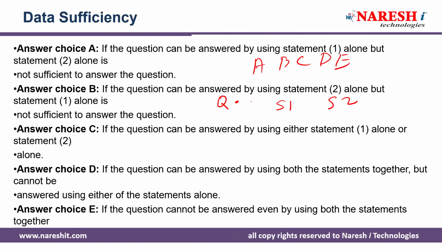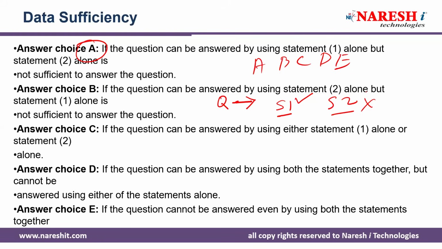So there will be a question. For every question, to solve that question, they'll give you two statements. You need to tell which statement is enough to answer the question. If statement 1 is enough, option A is correct. But if statement 1 is enough, statement 2 should not be enough. Then only A is correct. I repeat, statement 1 should be individually enough, but statement 2 should not be sufficient to answer the question.